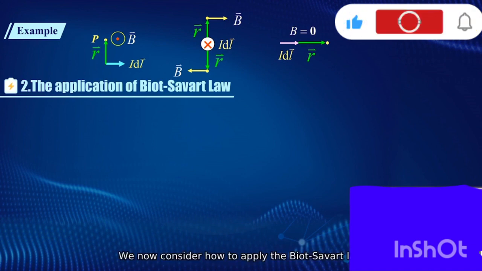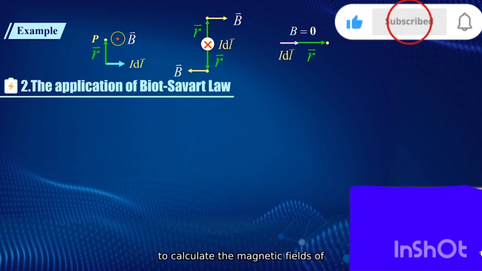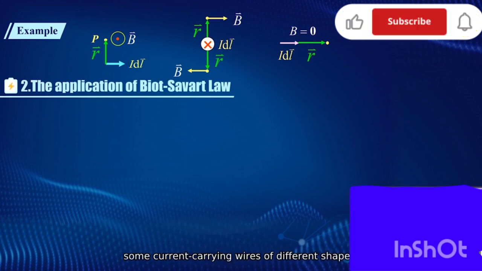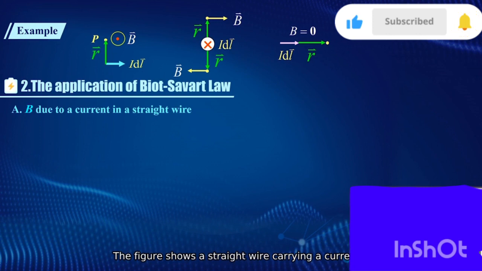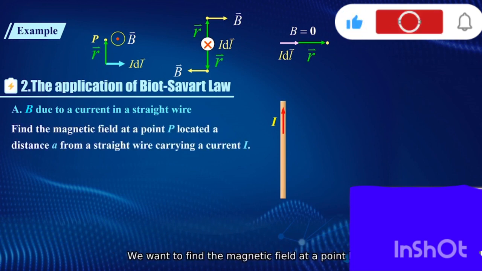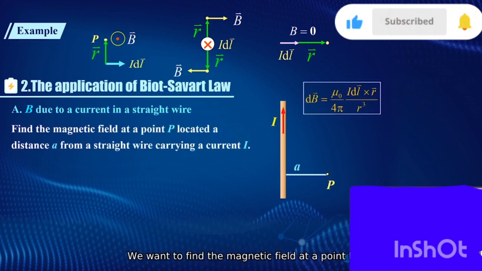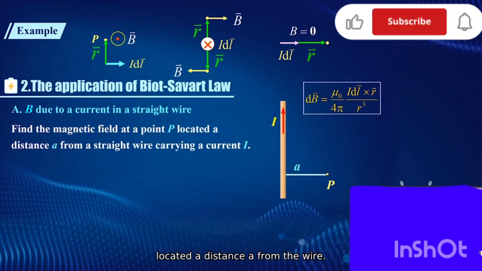We now consider how to apply the Biot-Savart law to calculate the magnetic fields of current carrying wires of different shapes. Firstly, let's consider a current in a straight wire segment. The figure shows a straight wire carrying a current I. We want to find the magnetic field at point P, located a distance a from the wire.